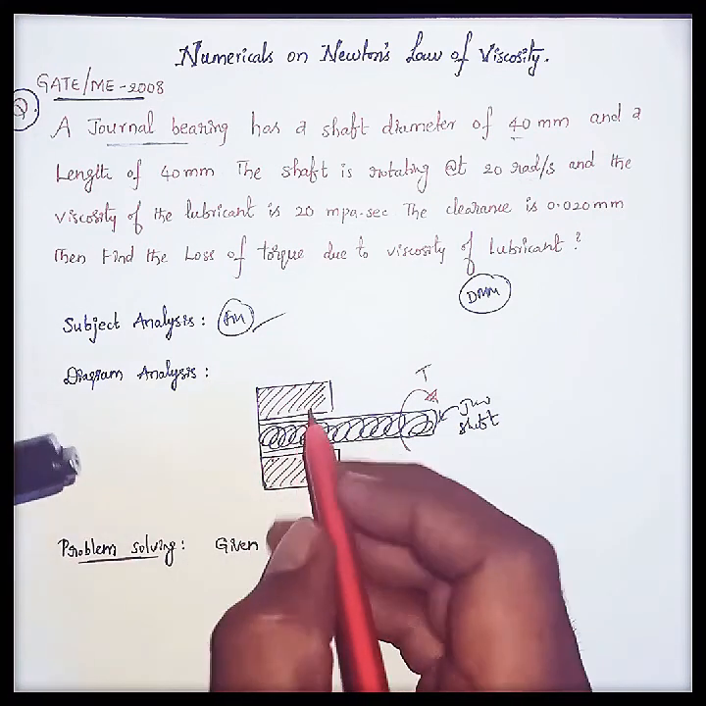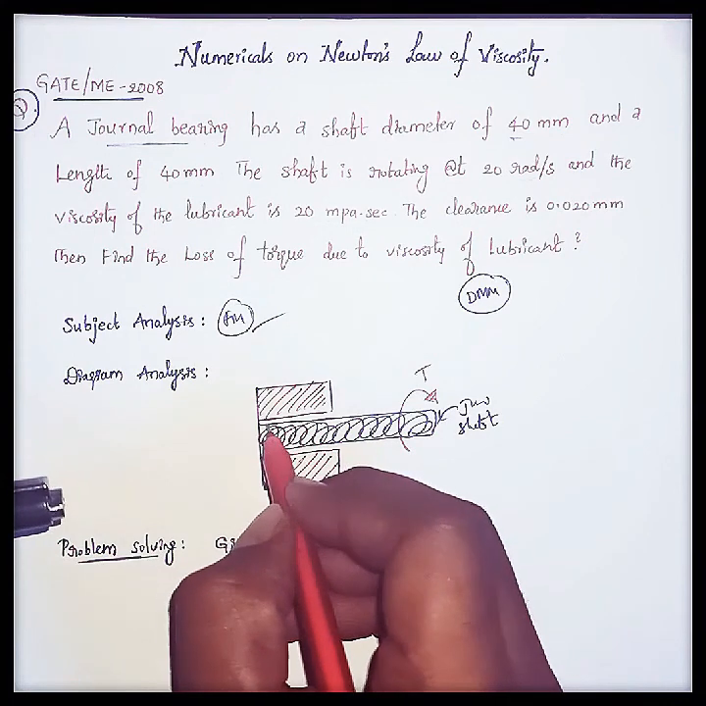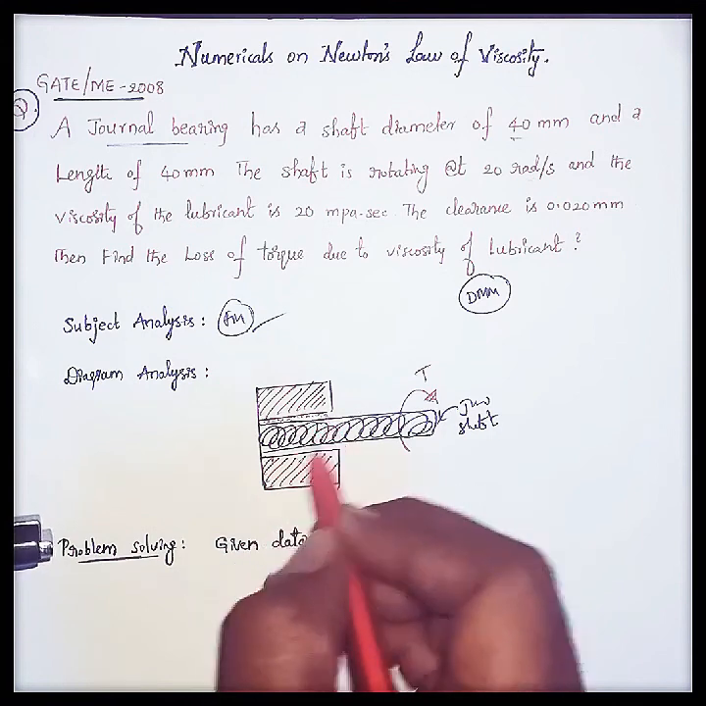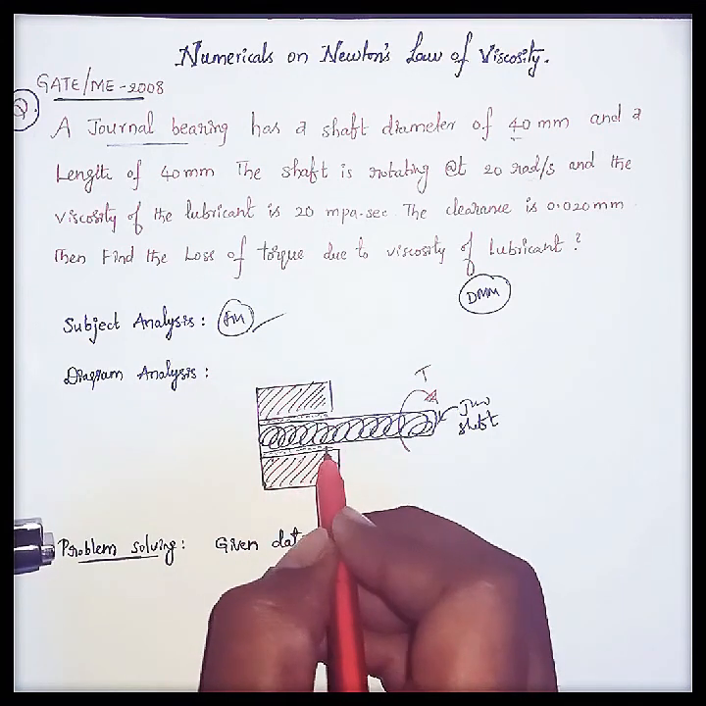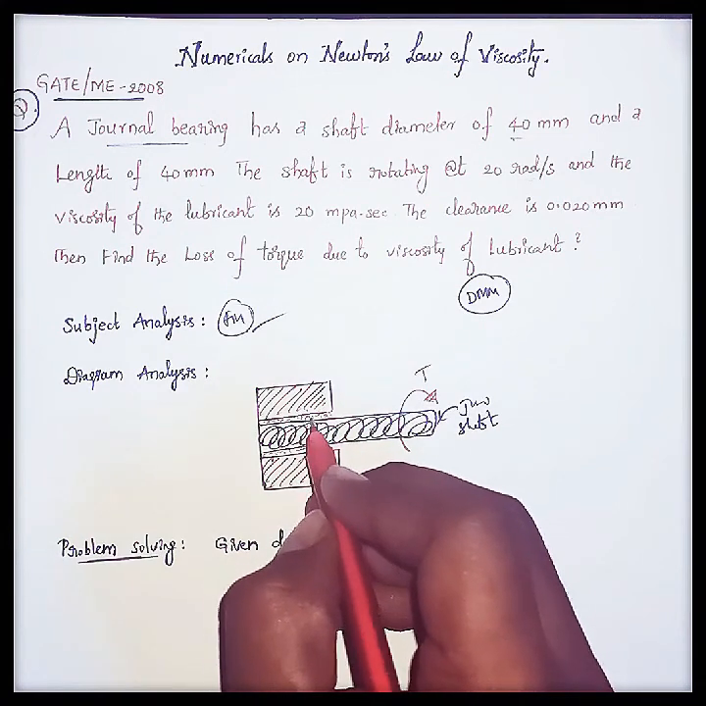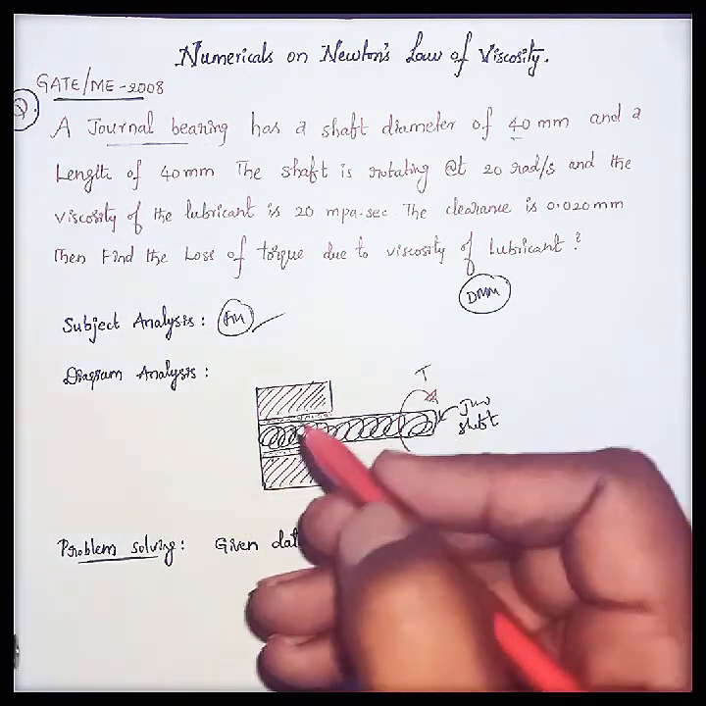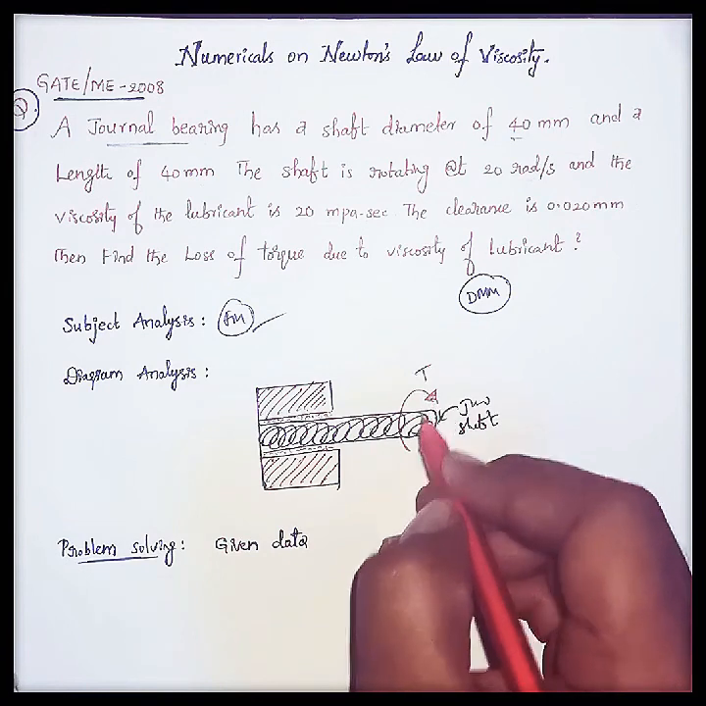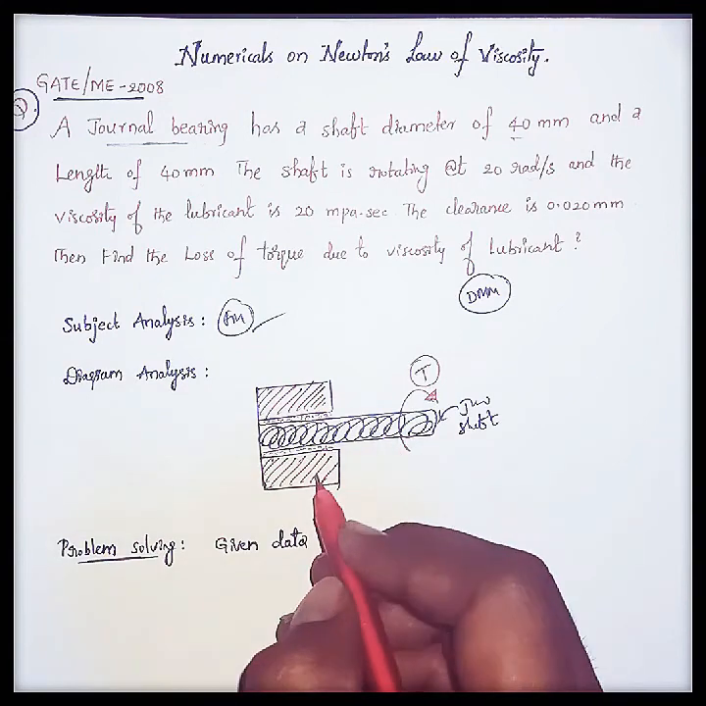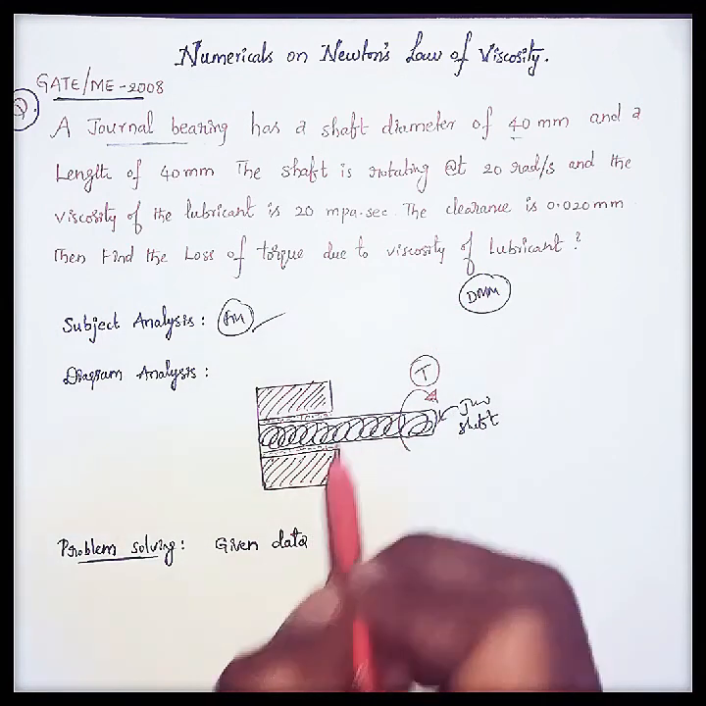To avoid the friction between this journal and this bearing, I am introducing some fluid into this clearance to avoid the friction between the shaft and bearing. Due to this lubricant present in the gap, it will reduce the friction. Along with the friction, it will also cause some loss during the rotation of the shaft. It will reduce the torque capacity of the shaft. He is asking in the question, find the loss of the torque due to the viscosity of the lubricant.